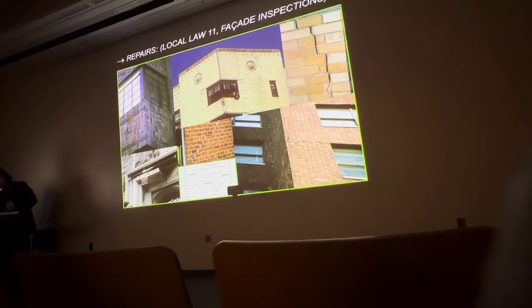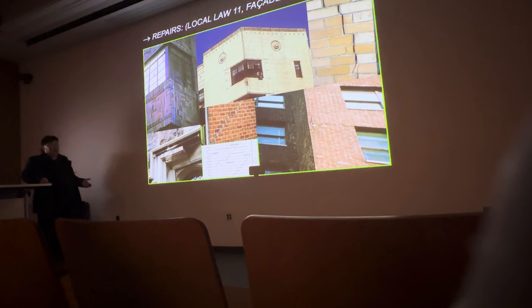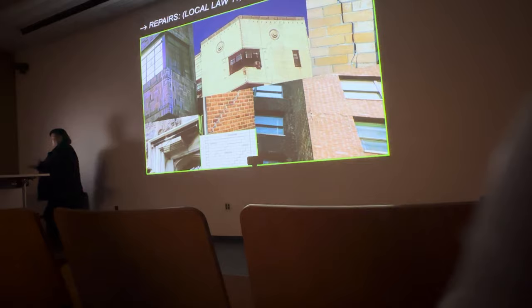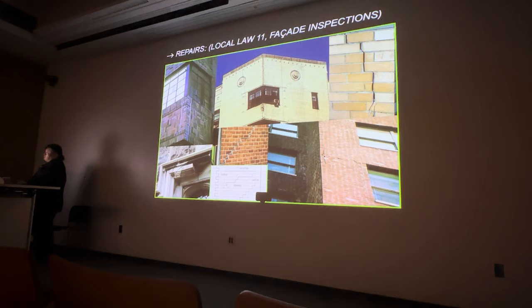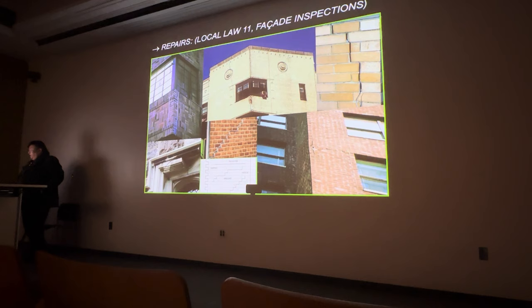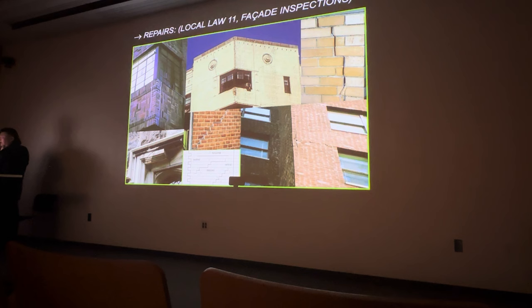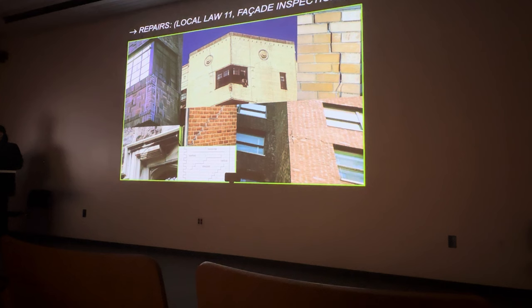The repairs. Brick masonry leaf repair. In New York City, we have Local Law 11. In the old days we called it Local 10. Now it's Local 11. It requires buildings with more than six stories to have the exterior wall and appurtenances that are attached to the facade, including balcony railings and fire escapes, inspected every five years.